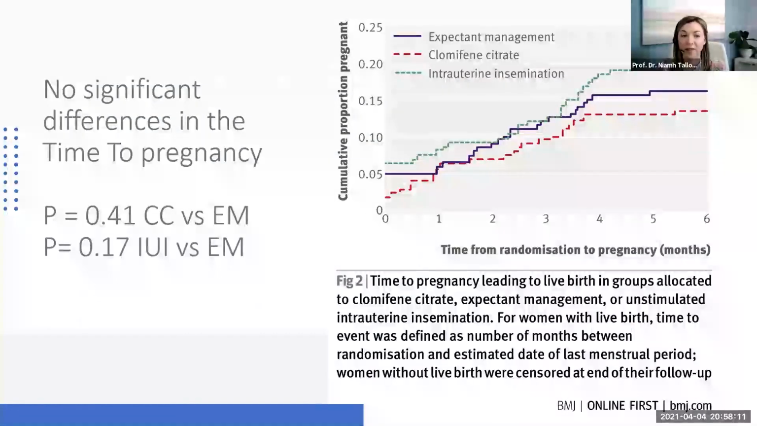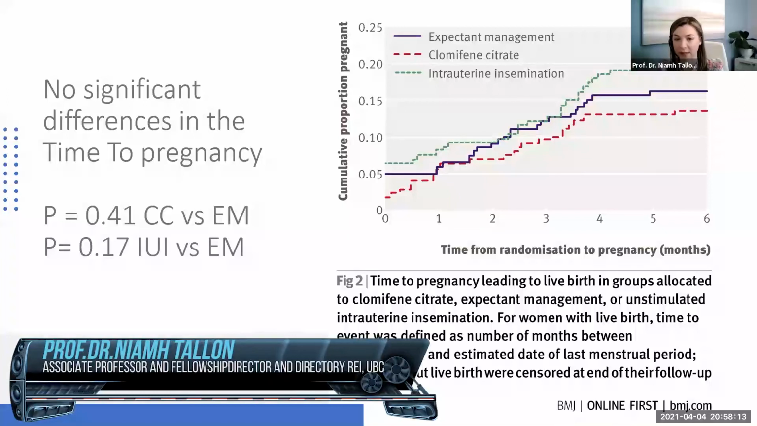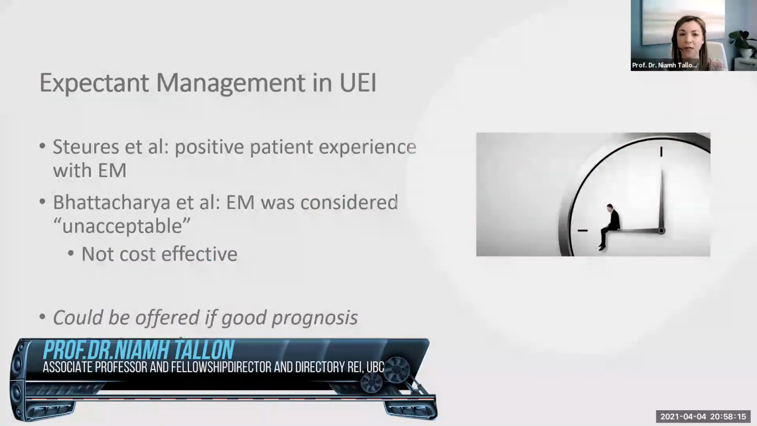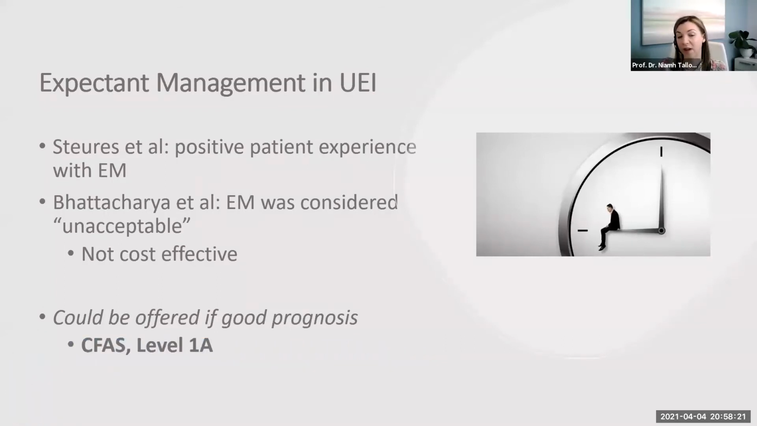And when you looked at time to pregnancy, there were no differences compared to expectant management. So it's left with, well, do we offer patients expectant management? It was a very positive patient experience in one study, Storrs et al. Patients found it totally reasonable to wait another 6 months after the 2 years. Whereas in the Bedaiwy study from the UK, it was considered totally unacceptable. And it was also shown by the same group to not be cost effective.